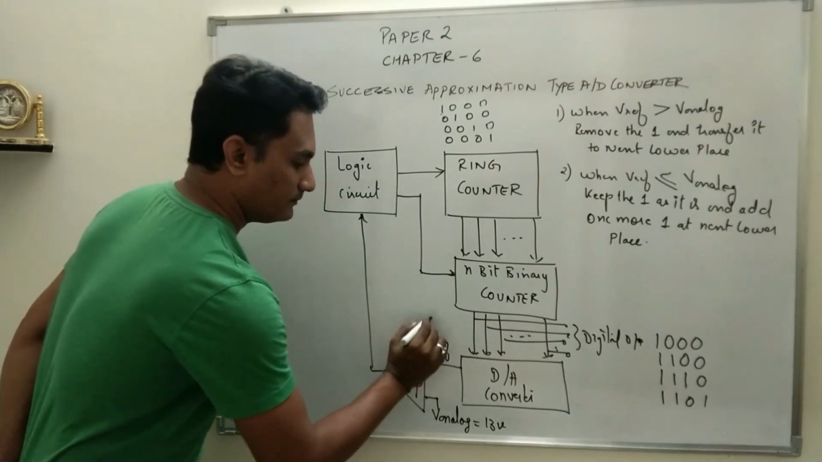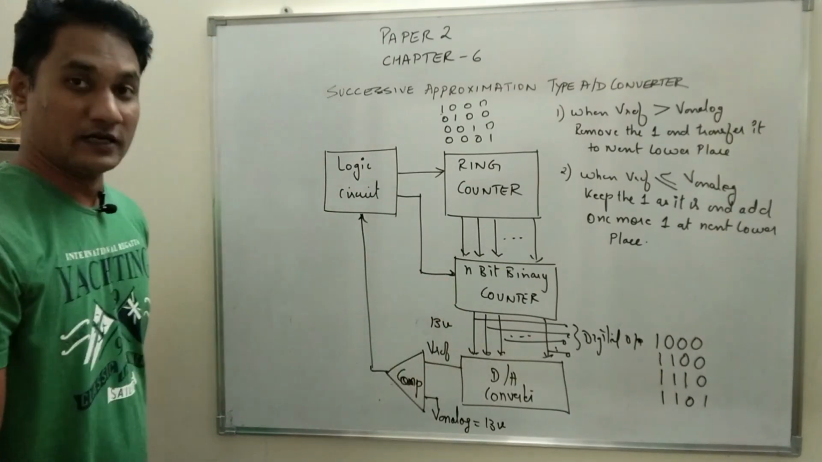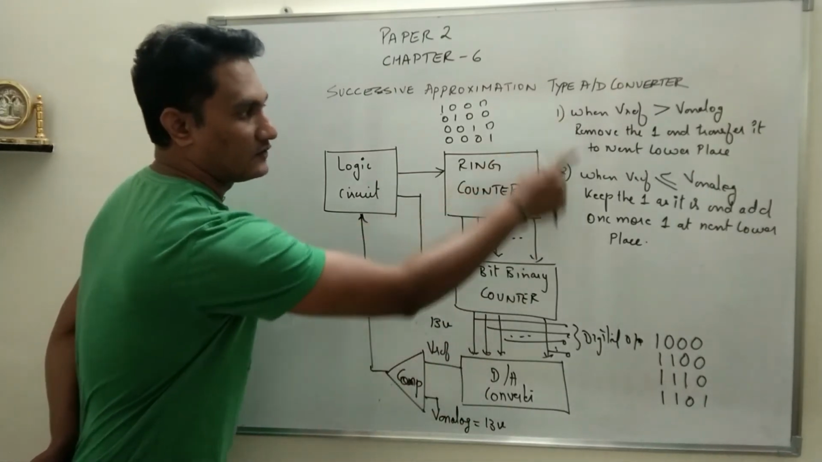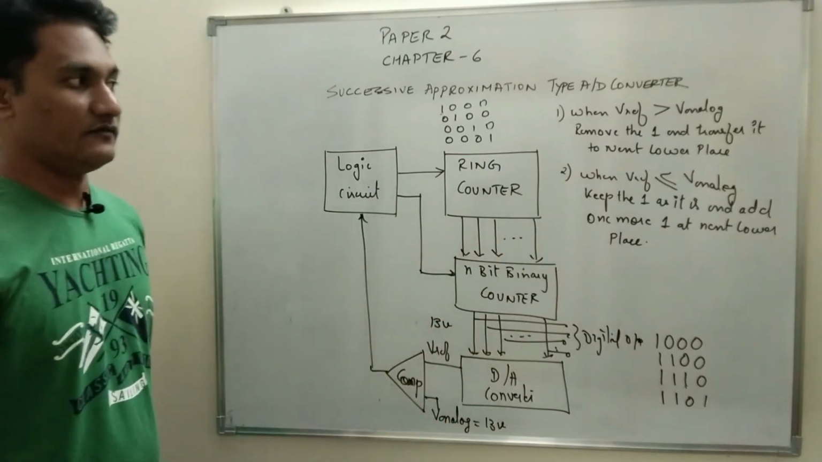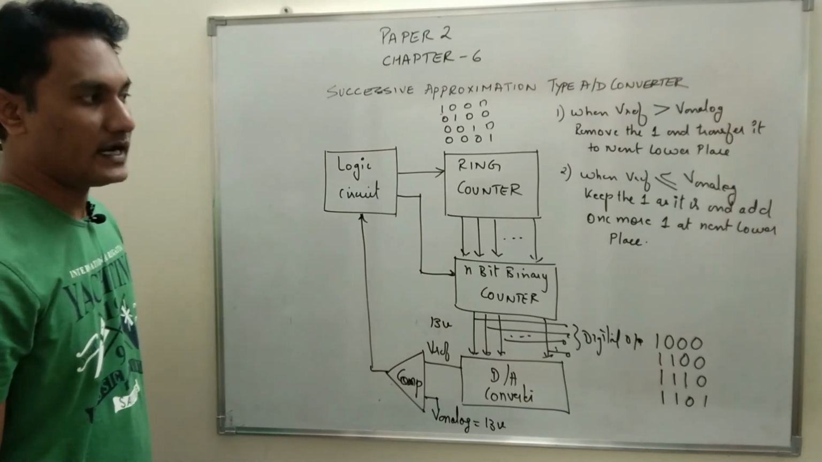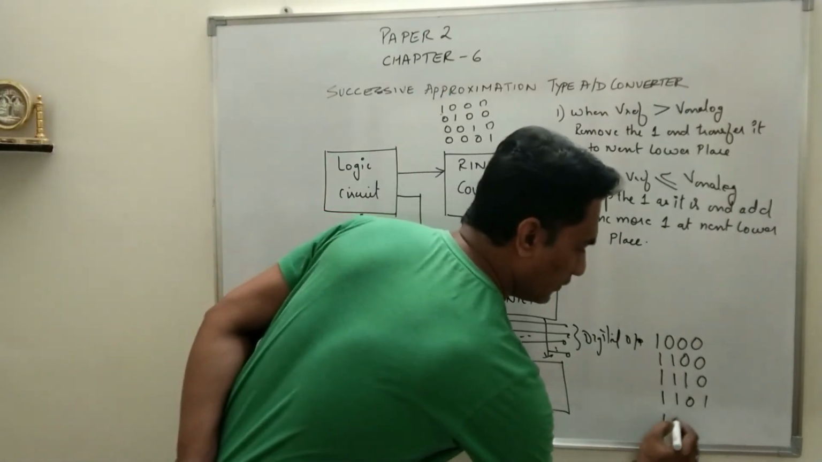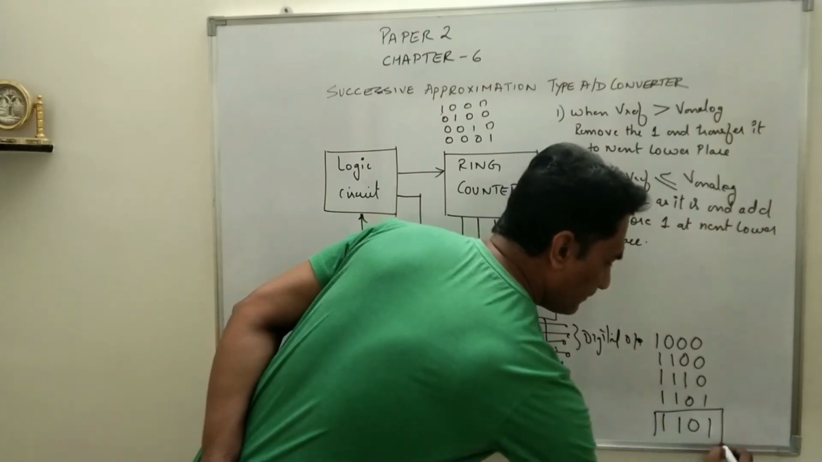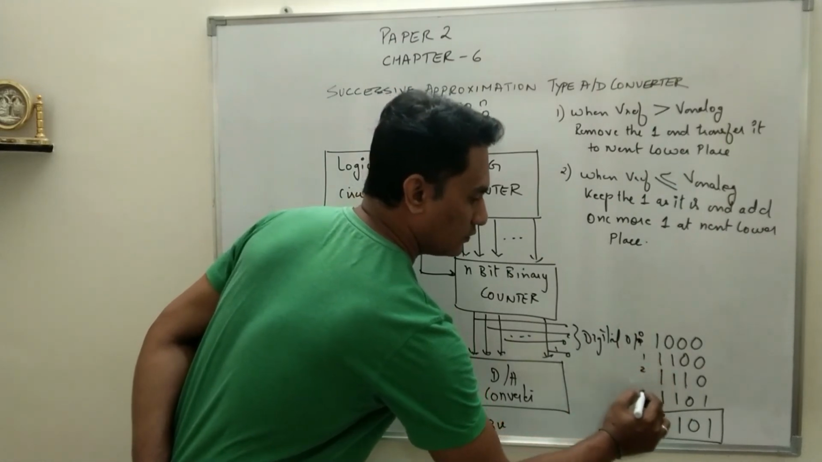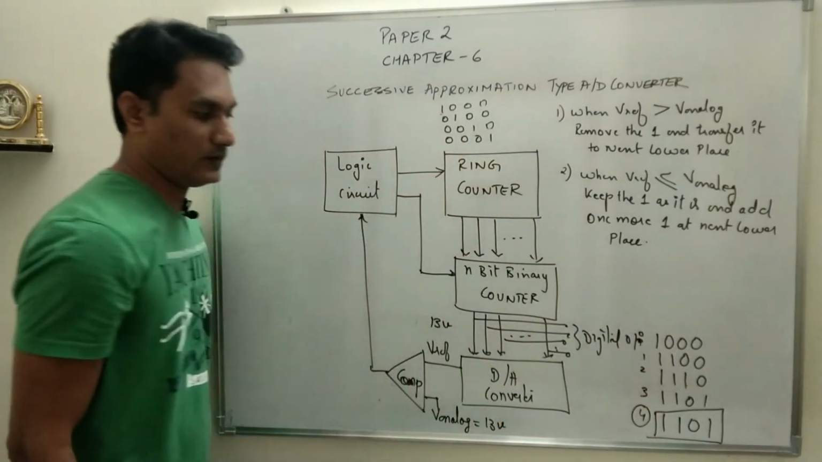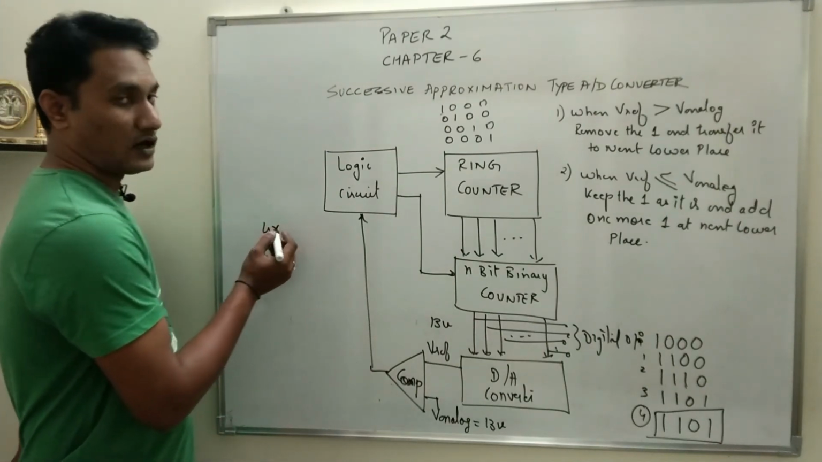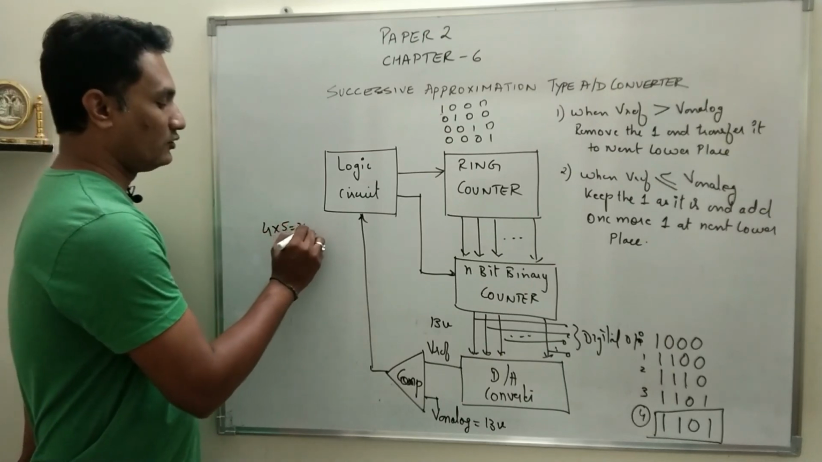So at this point the reference voltage becomes 13 volt. Now 13 volt compared with 13 volt, which of the two conditions prevails? The second one, when V reference is equal to V analog. Keep the one as it is and add one more 1 at the next lower place. So the value will be 1 1 0 1. This is the value. So how many clock pulses will be required? 0 1 2 3 4. So at the fourth clock pulse we will reach the answer. So 4 multiplied by a clock cycle of 5 seconds, that is 20 seconds.